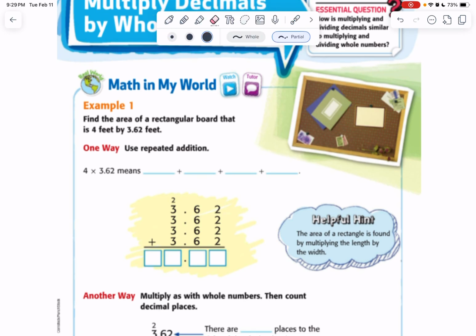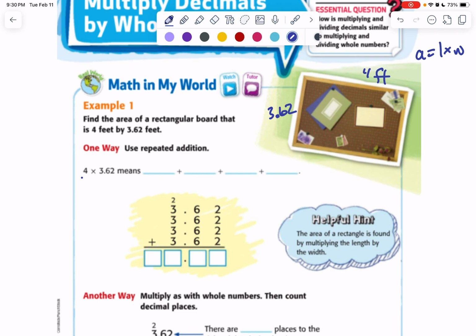In example 1, we see that it says to find the area of a rectangle that is 4 feet by 3 and 62 hundredths of a foot. So if this were the rectangle right here, we could label it as 4 feet. Actually, this would probably be the 4 feet, and that would be the length. And the width would be 3.62, right? And what do we remember about area? Area equals length times width.